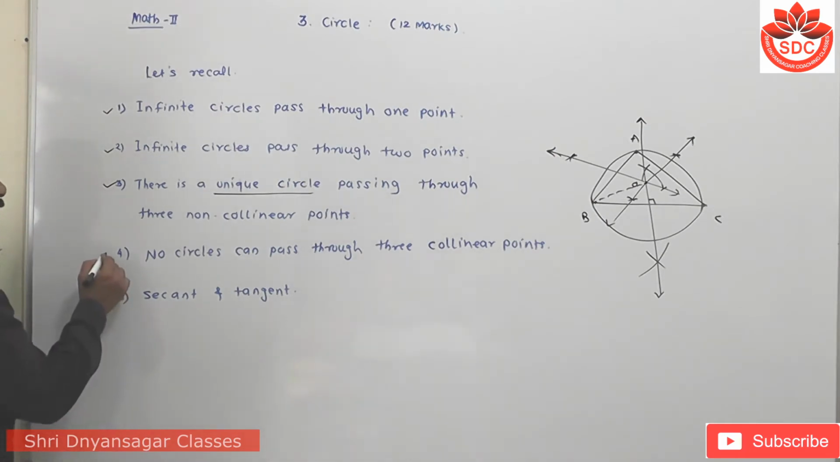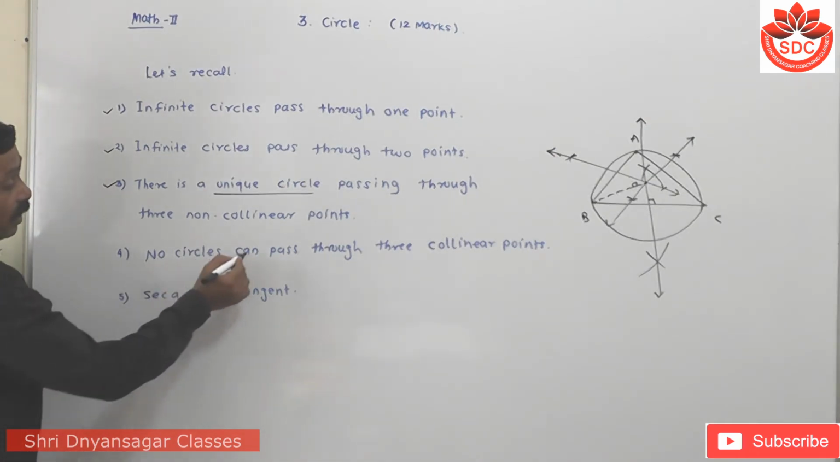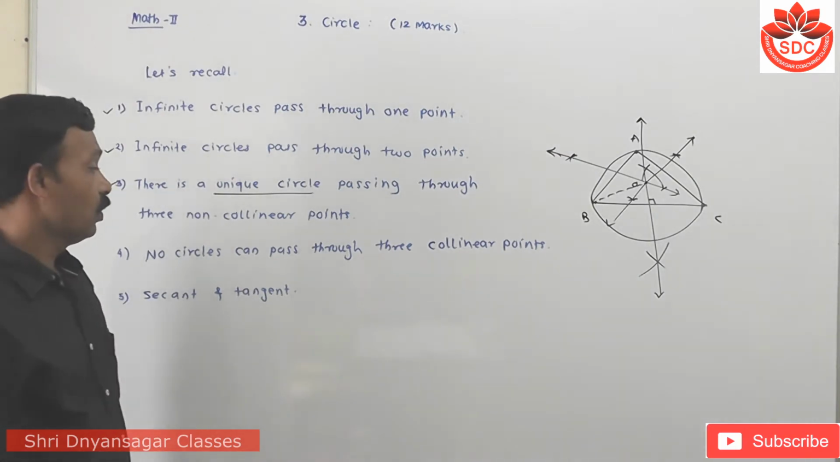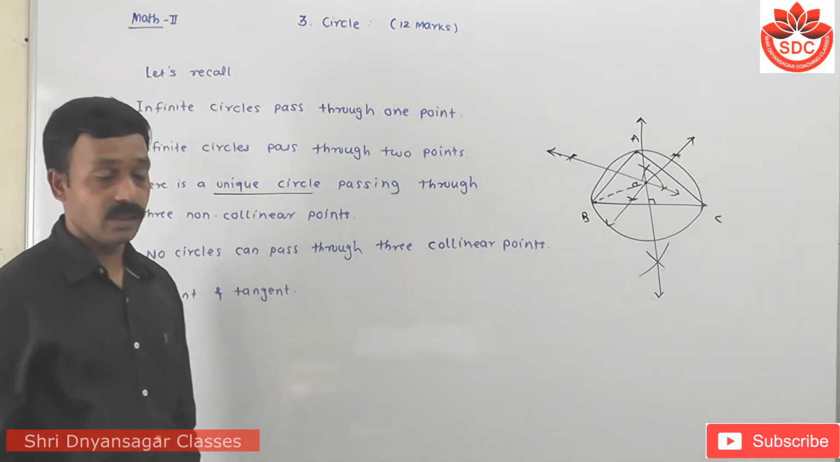Then the next one is: no circle can pass through three collinear points. Students, we cannot.